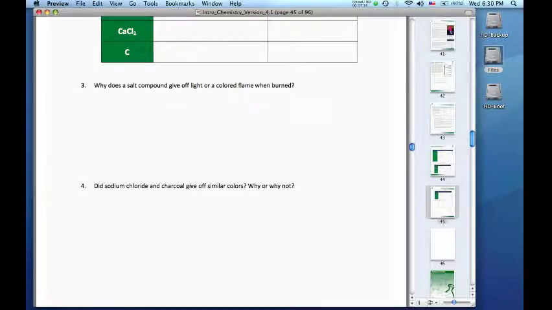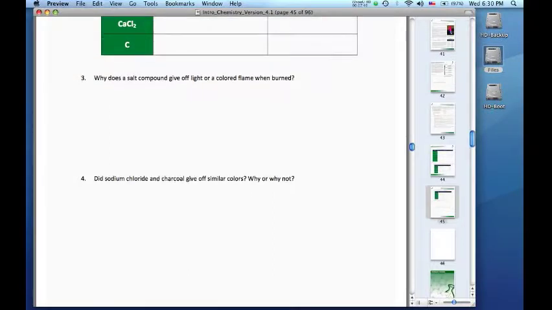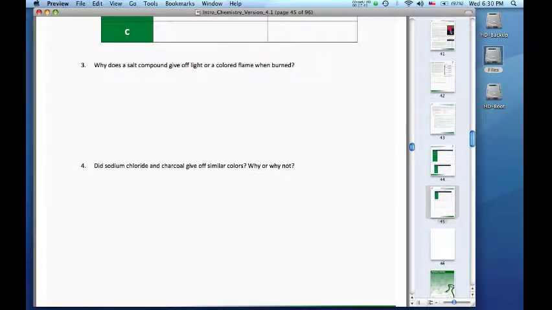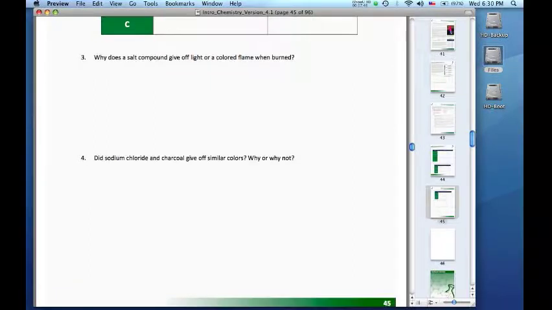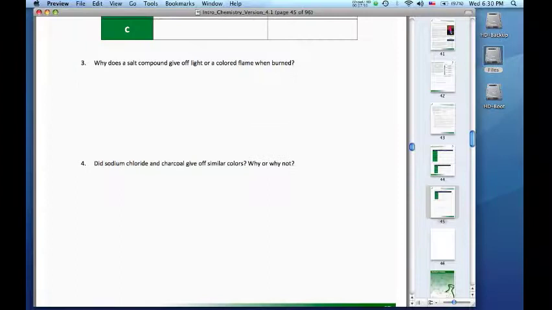And if you watch some of those shows like CSI, sometimes they do things like this. Do sodium chloride give off similar colors? So I'm not going to tell you the answer to that. Let's see what you think.